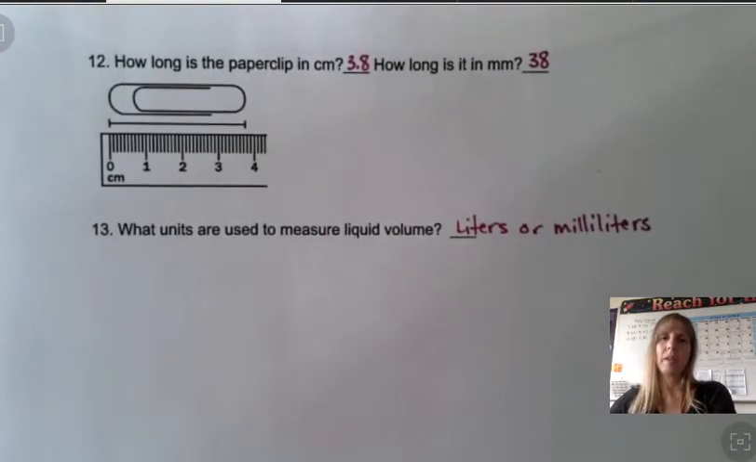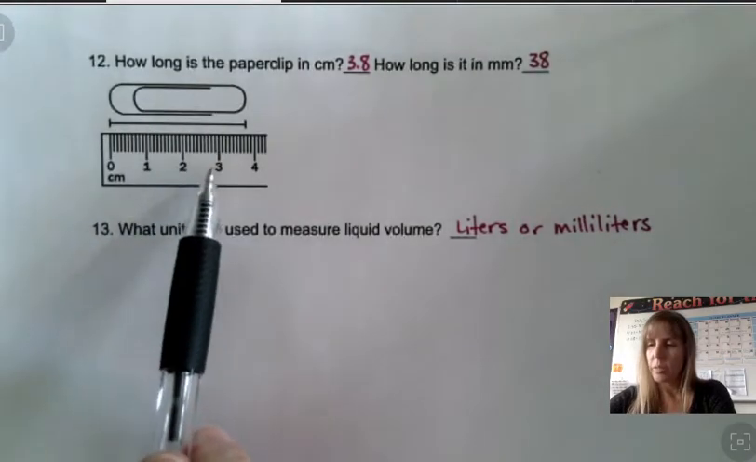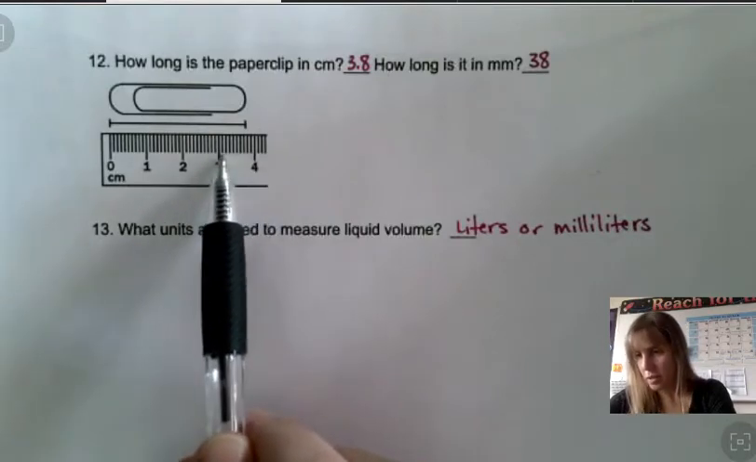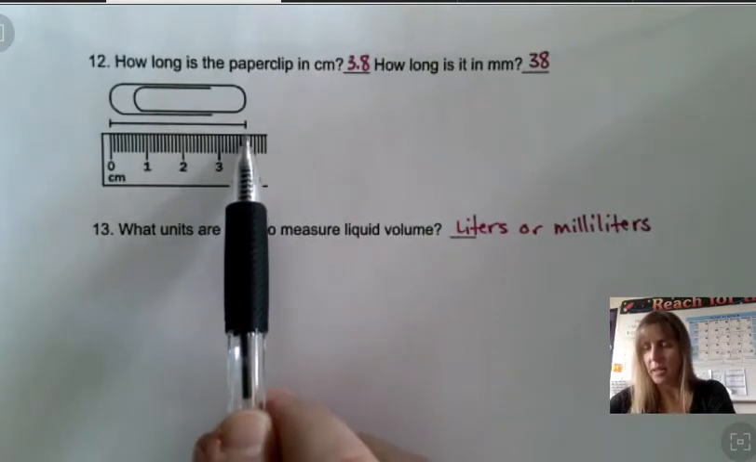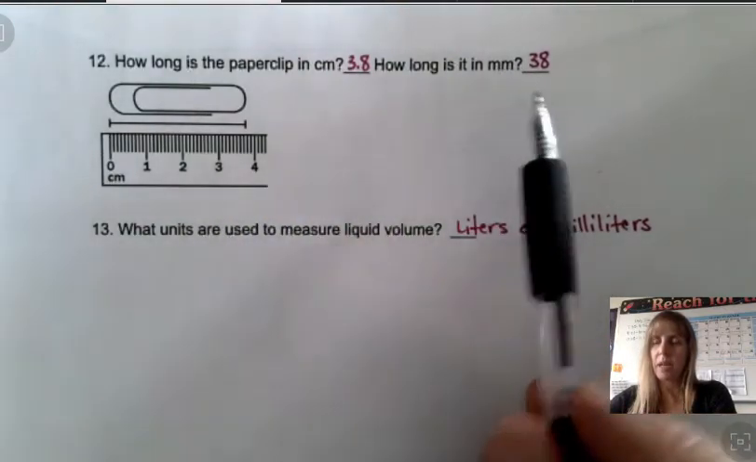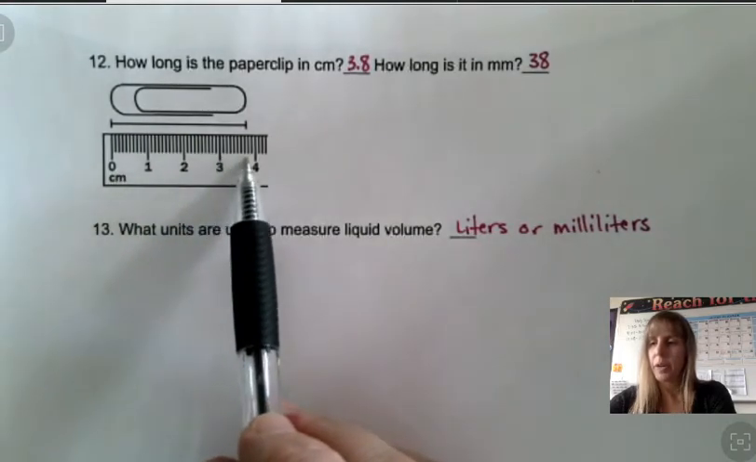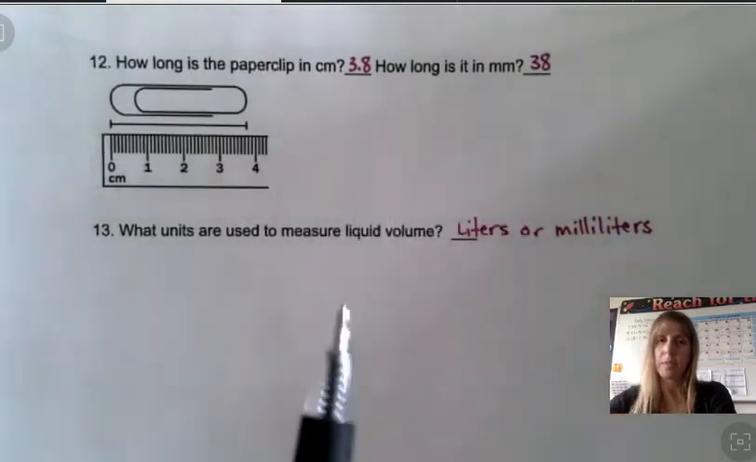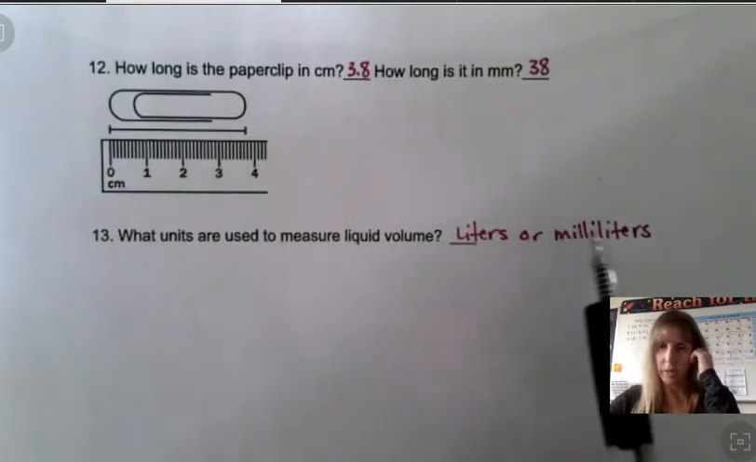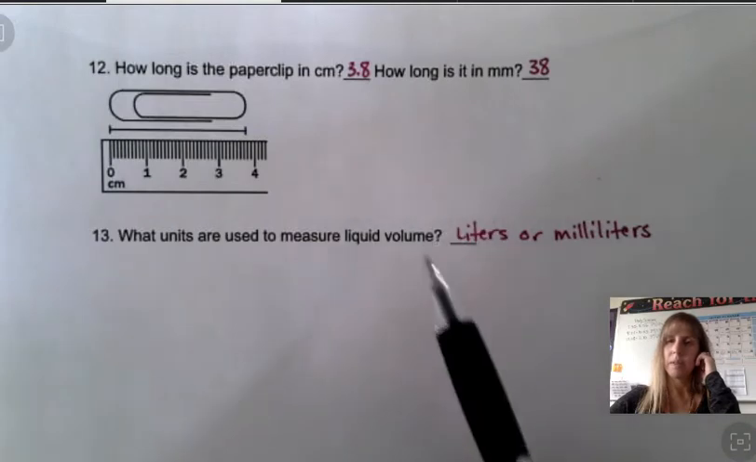How long is the paper clip in centimeters? If you're counting in centimeters, there's 1 centimeter, 2 centimeters, 3 centimeters, and then these little marks in here are millimeters, but they're tenths. So you can count 1, 2, 3, 4, 5, 6, 7, 8. 3.8 centimeters. And if you measure it in millimeters, here's 10, 20, 30, 38. 38 millimeters. What units are used to measure liquid volume? Well, in the lab, had we been using graduated cylinders, we would be using milliliters. But sometimes you can get bigger than milliliters and use liters.